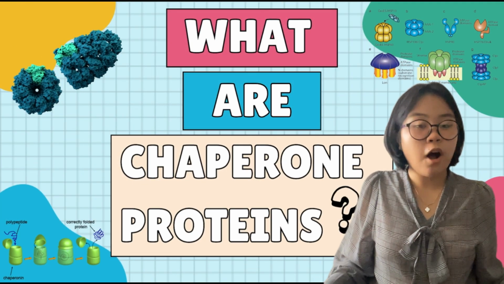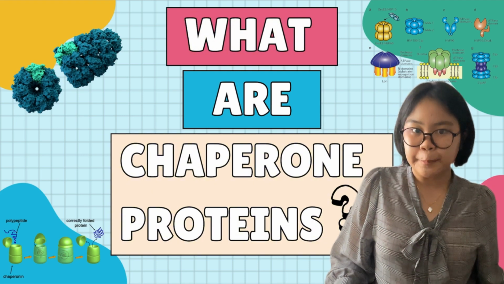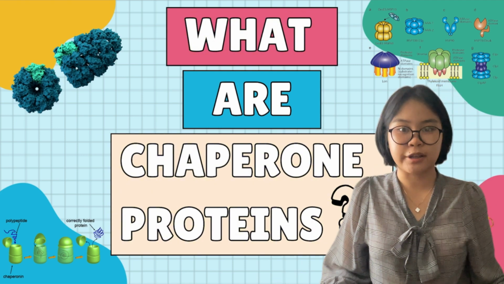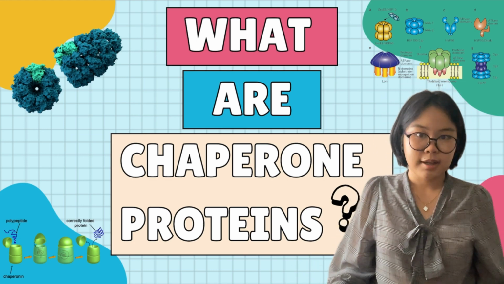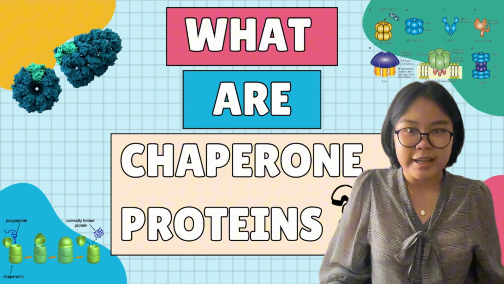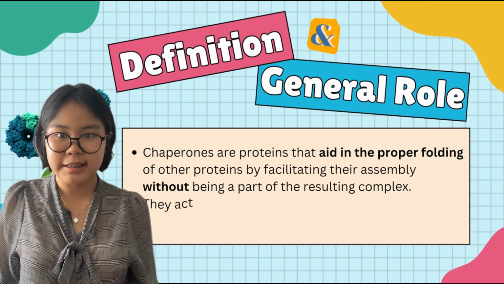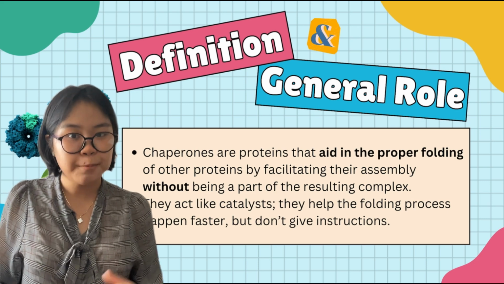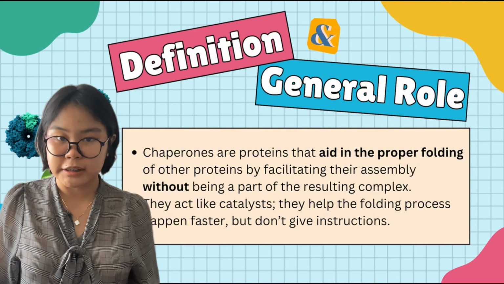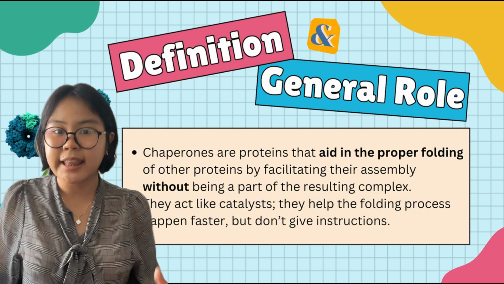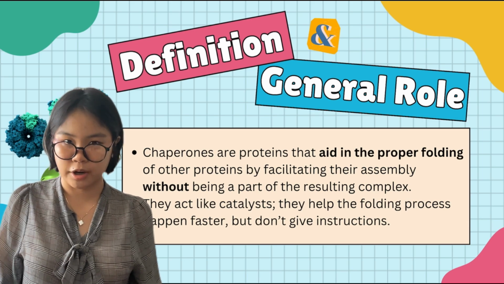So, we can all now agree that proper protein folding is very important, right? But how exactly does the body ensure that proteins are folded into their right configurations? Well, the answer is presented right here. It is the chaperone proteins. Chaperones are proteins that aid in the proper folding of other proteins by facilitating their assembly without being a part of the resulting complex. So they act like catalysts, helping the folding process happen faster but don't give out instructions.